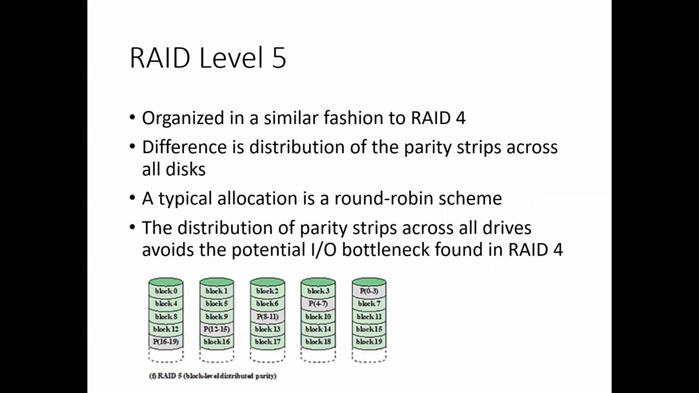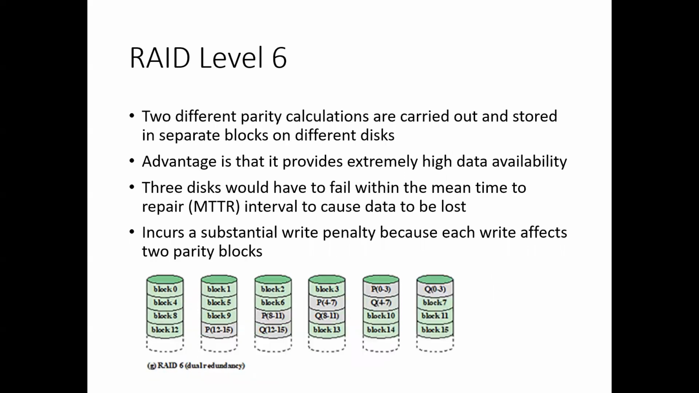RAID level 5, this one's a pretty common one. The difference is that the distribution of the parity strips occurs across all the disks. And those are the ones in gray if you're looking at the little diagram here. The typical allocation is round robin, and basically it avoids the I/O bottleneck.